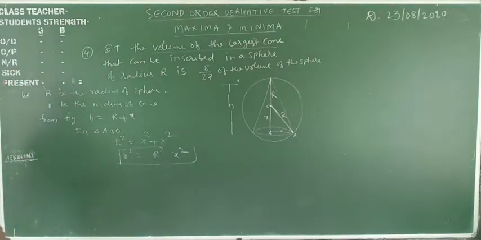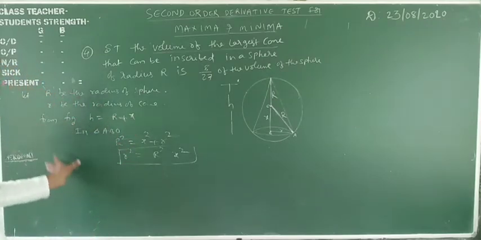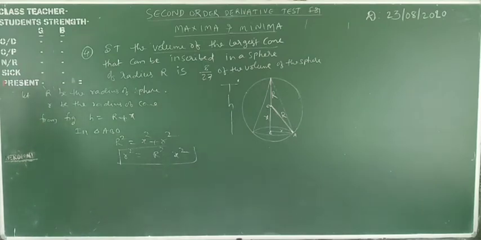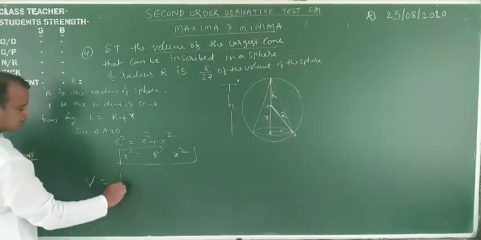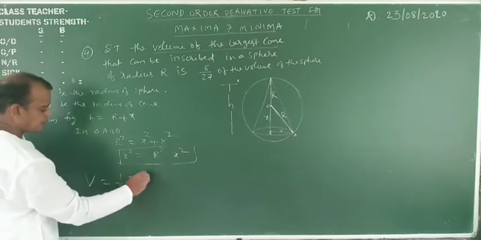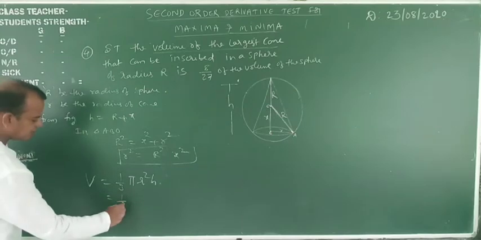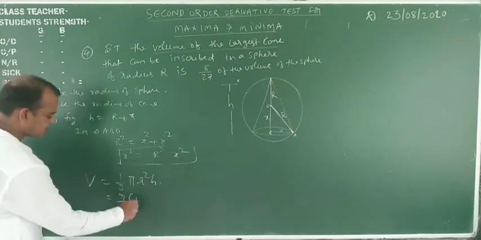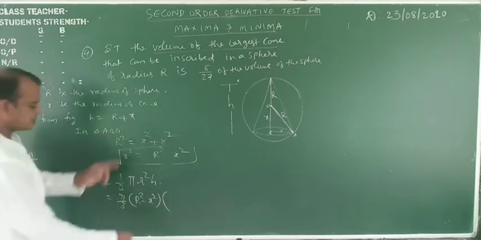Okay, my dear students. The diagram part is over. Now, what is the maximum volume of the largest cone? Show that the volume of the largest cone. The volume is equal to 1/3 pi r square h. V is equal to pi by 3 into (R square minus x square) into h, where h means R plus x.